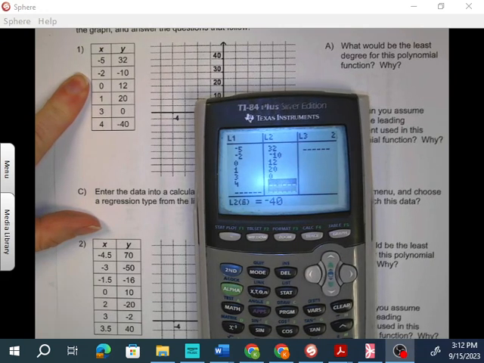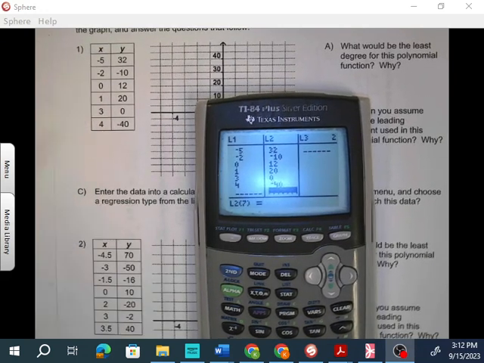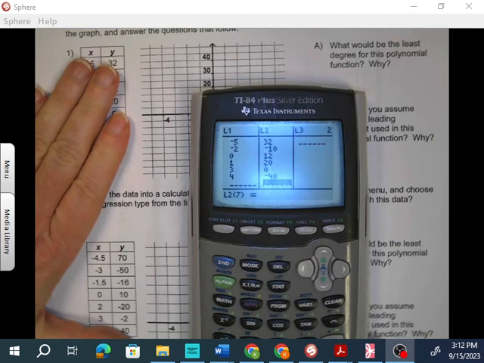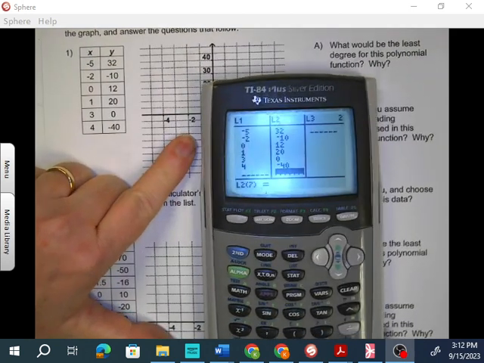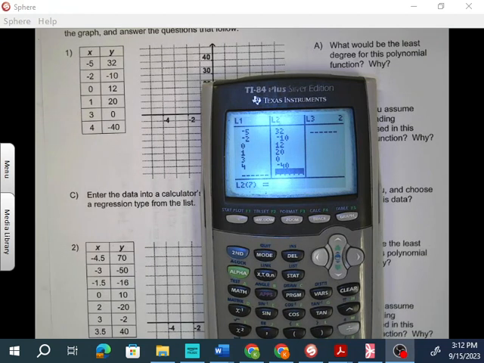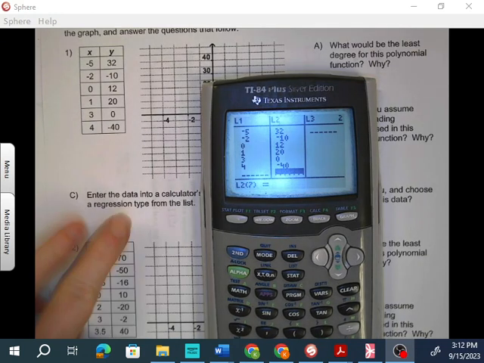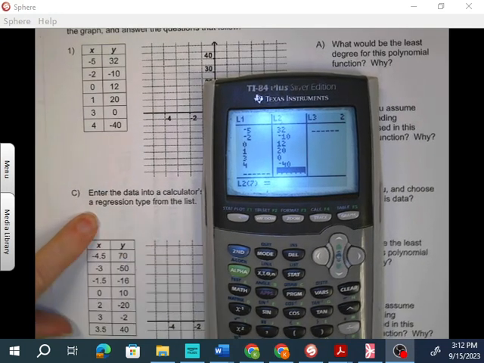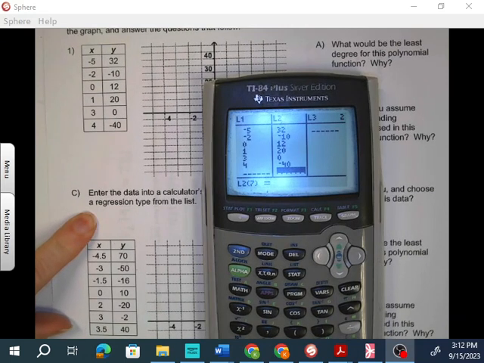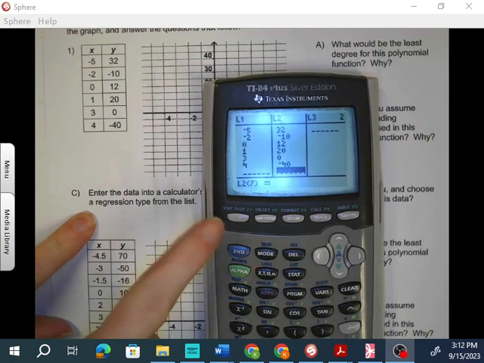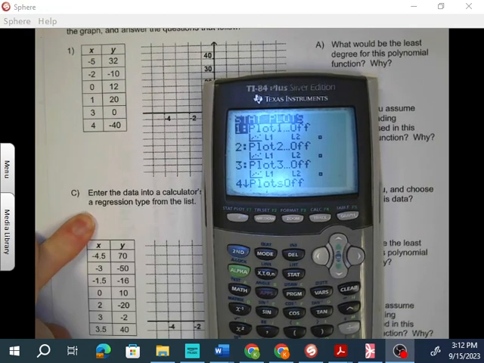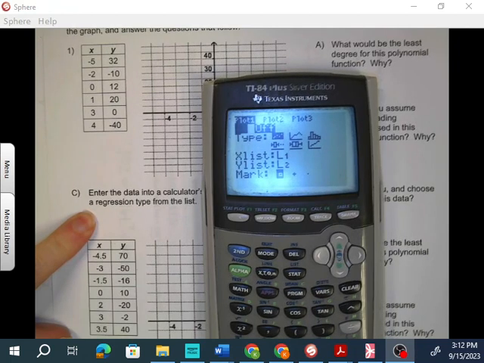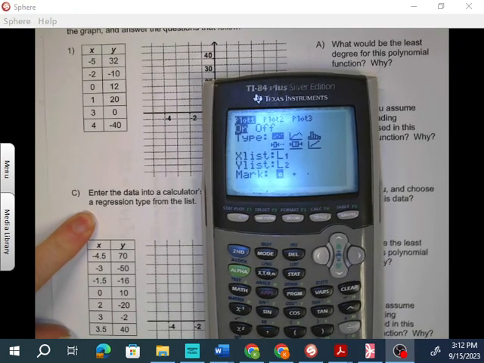I want to look at it. I could have plotted them on my paper, but it's just as easy to look at it in my calculator. I needed to put it in my calculator anyway because part C says I'm going to do a regression. So in order to look at it, I have to turn on my stat plot. I'm going to hit second, y equals to turn on your stat plots. Plot number 1 is what I'm going to turn on, so I just hit enter to turn it from off to on.